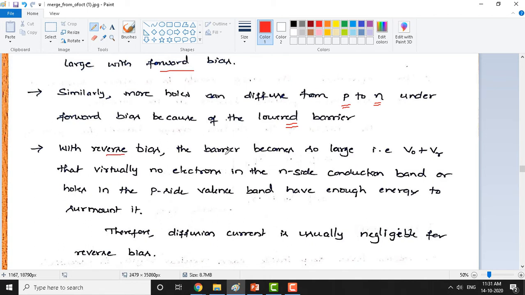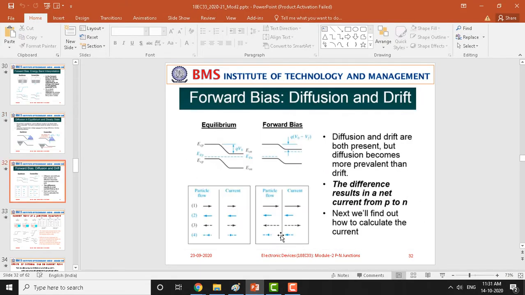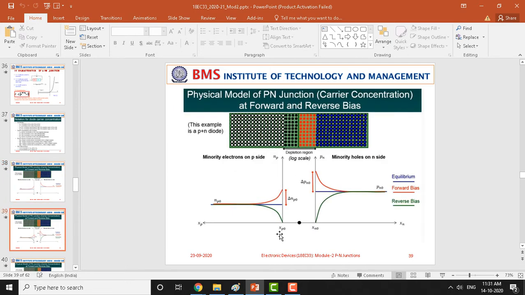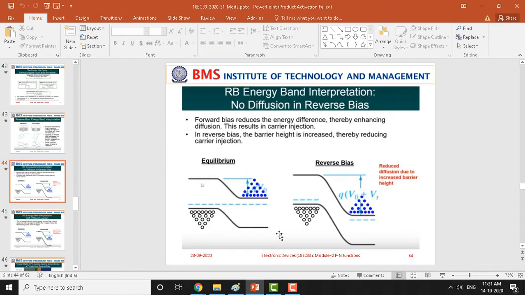When the reverse bias becomes very large, the potential barrier increases to V naught plus VR, so virtually no electrons on the N side conduction band or holes on the P side valence band have enough energy to surmount it. Now look at this diagram here with reverse bias. Let us see what will happen to the barrier now. Definitely the barrier will increase. You can see that here.